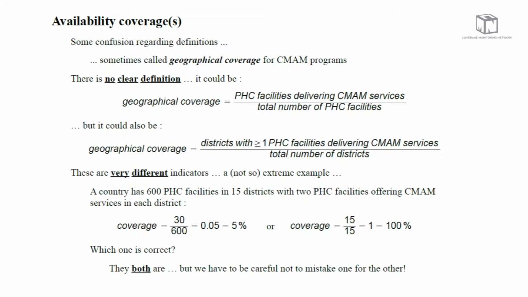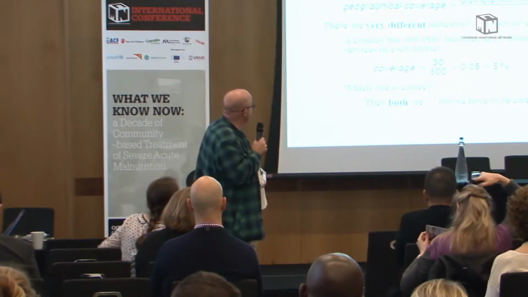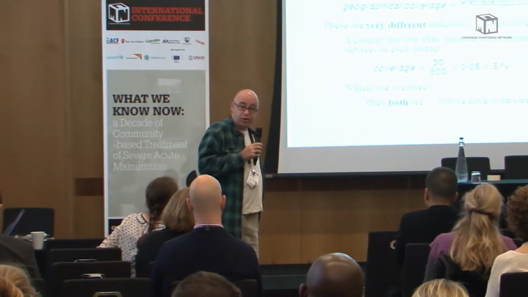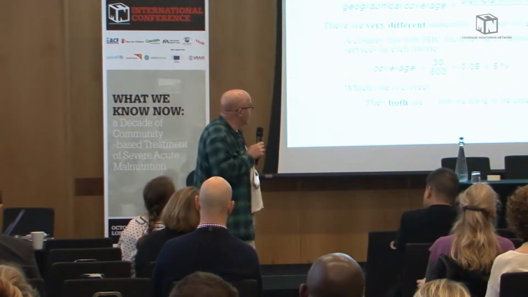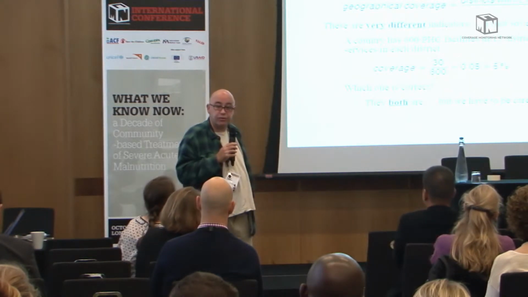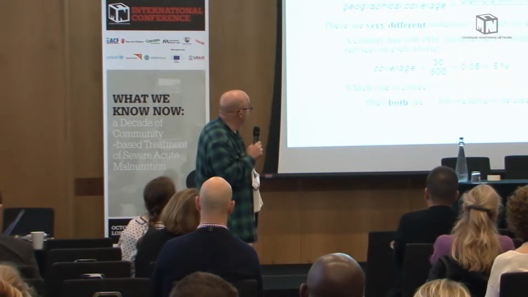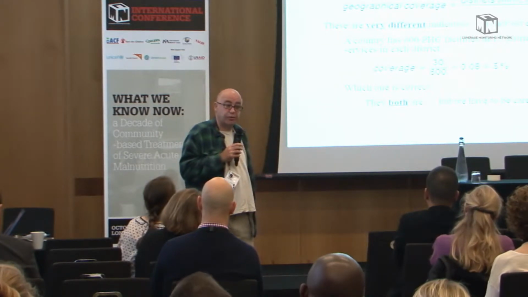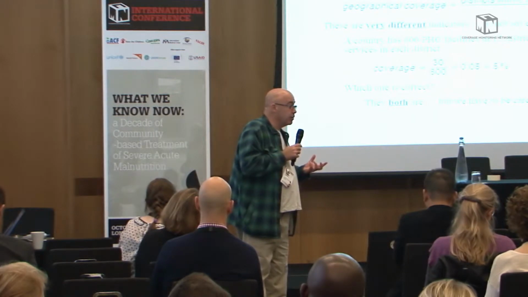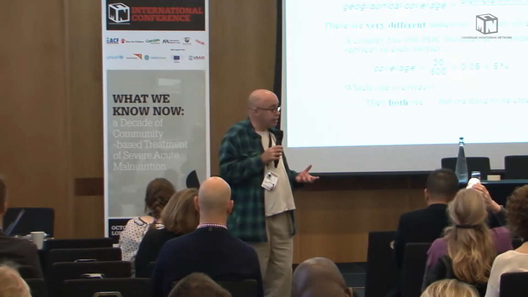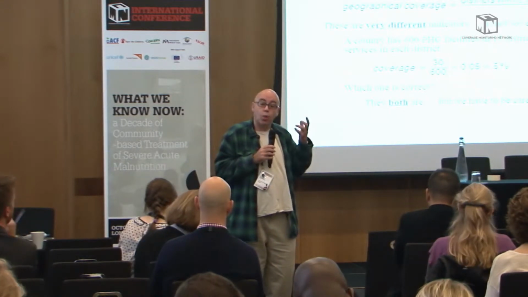The problem is these are very different indicators and give very different answers. Let's imagine we've got 600 health facilities in our country and 15 districts. We could say we're delivering in 30 clinics. So 30 upon 600, that's 5%. Our availability coverage is 5%. However, if we say we've got one in each of those 15 districts, then our coverage is 100%. They're very different answers, and which one is correct? The problem with coverage is that both of these are correct. But we have to be clear what they tell us and what they don't tell us, and when we quote them, we have to be clear which one we're quoting.